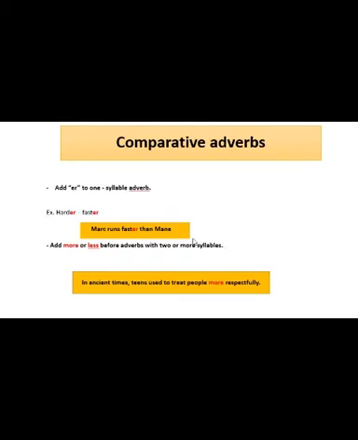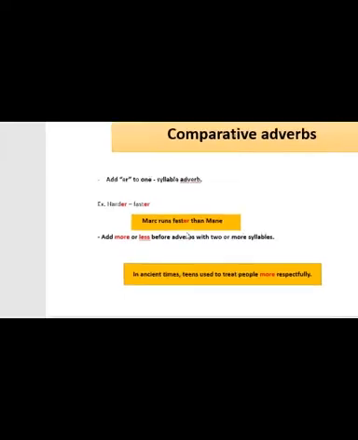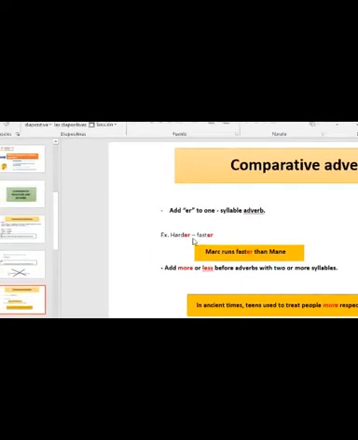Now let's see comparative adverbs. It is the same story as comparative adjectives, but here we are going to use adverbs, obviously. Let's see the rules. 1. Add er to one syllable adverbs. Some examples of adverbs are hard and fast. What we have to do here is only add er.